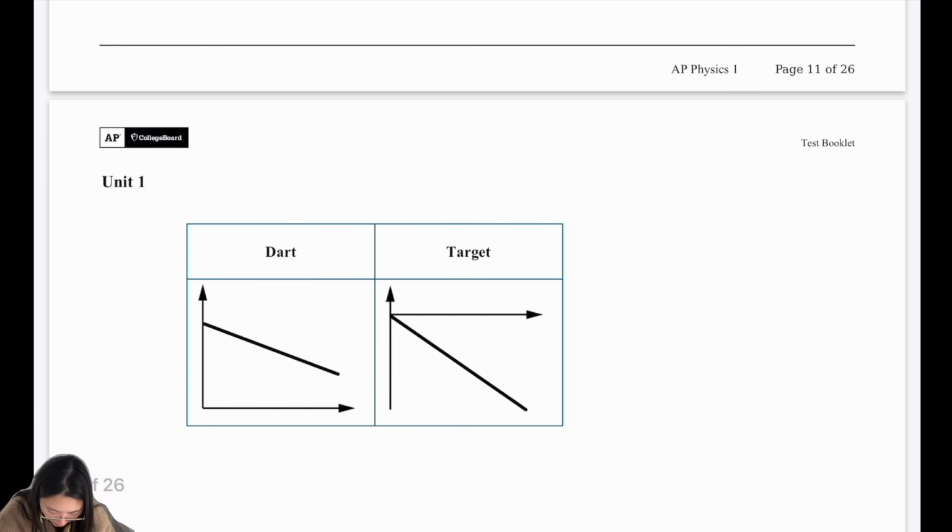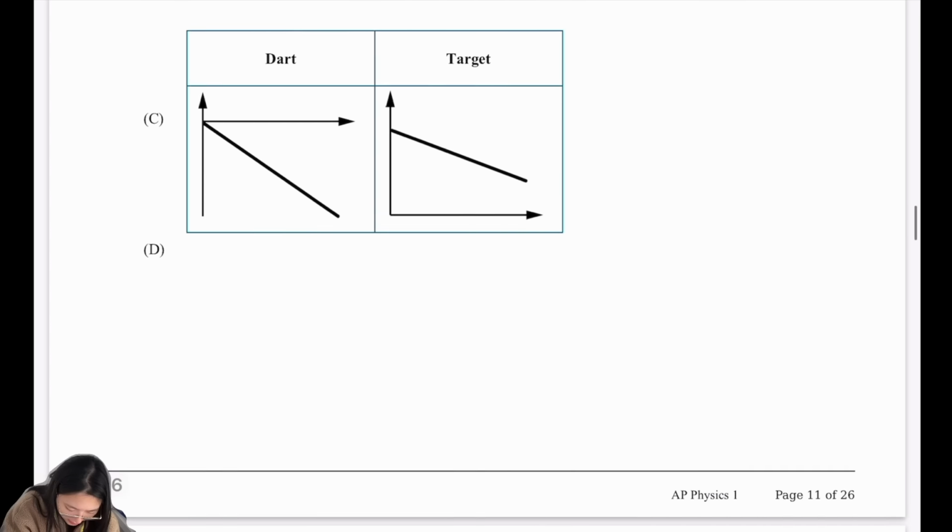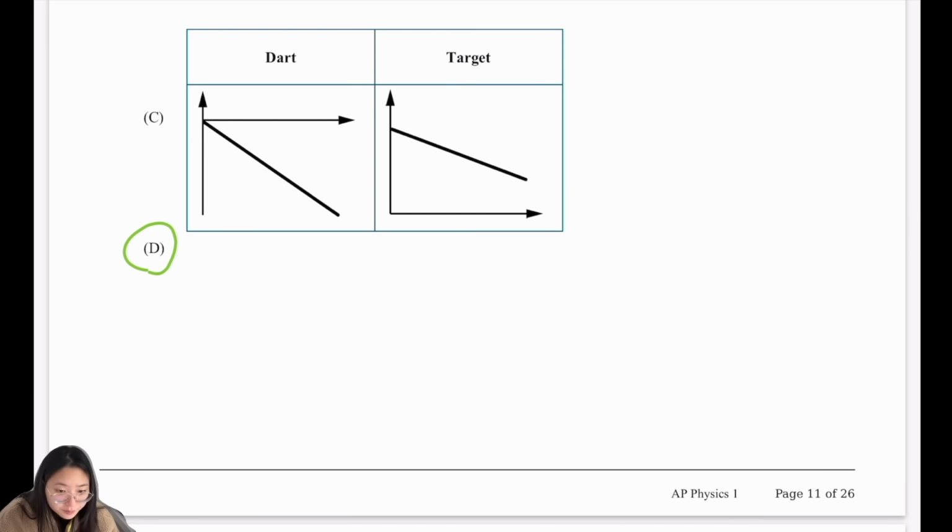So for the target, it's going from 0, because it was at rest, to a negative value. And on the other hand, for the dart, its vertical velocity is given. So it goes from positive and then it gradually decreases. So D is the right answer.